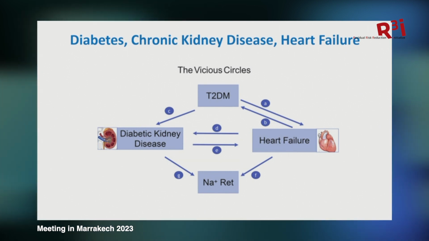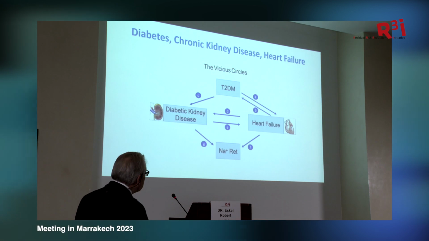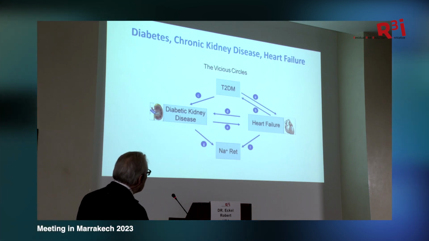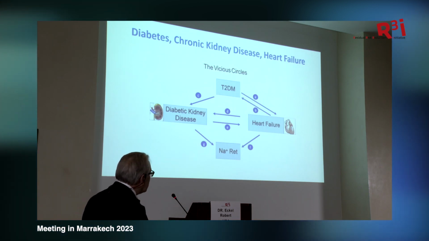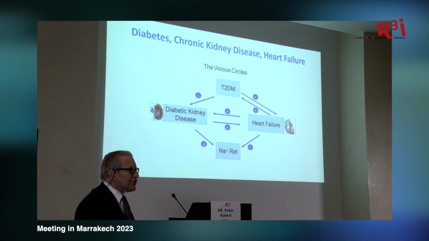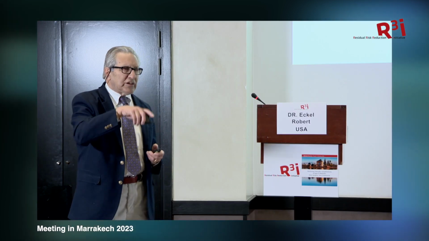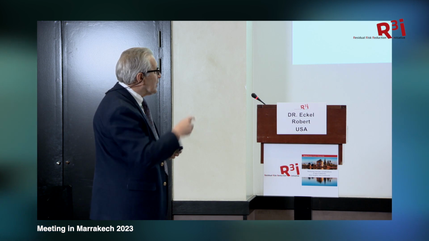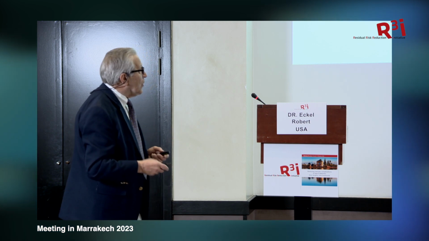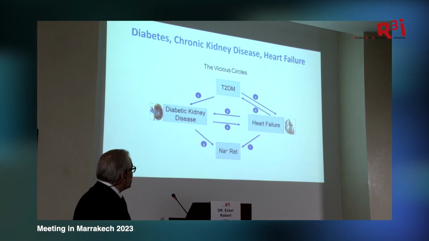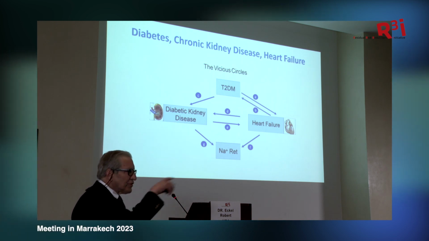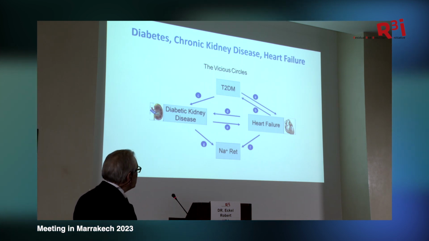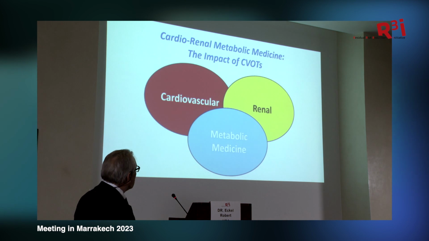But look at this vicious circle, the back and forth between sodium retention, heart failure, diabetic kidney disease, and type 2 diabetes, which never ceases. People with kidney disease get heart failure, they get atherosclerotic cardiovascular disease. People with diabetes get more kidney disease, et cetera. So this is a vicious cycle that continues to repeat itself pathophysiologically.